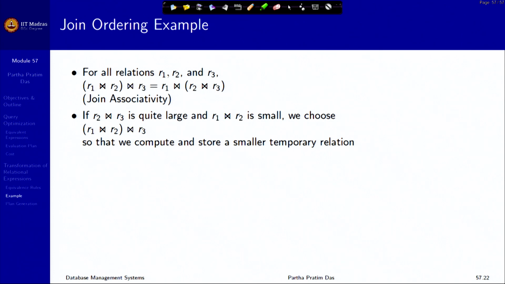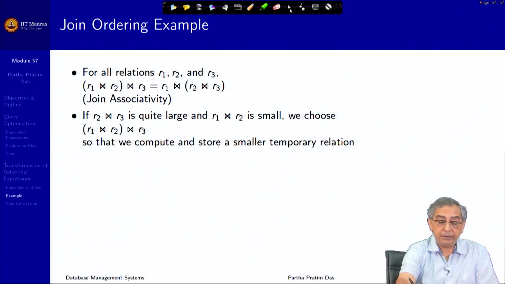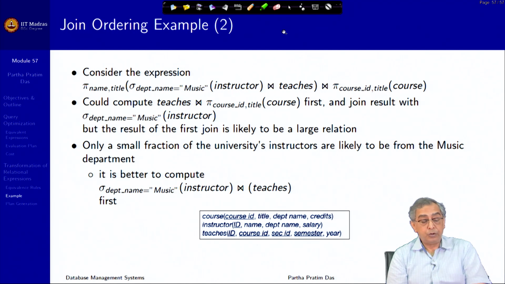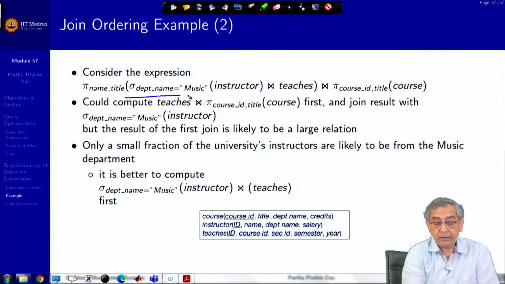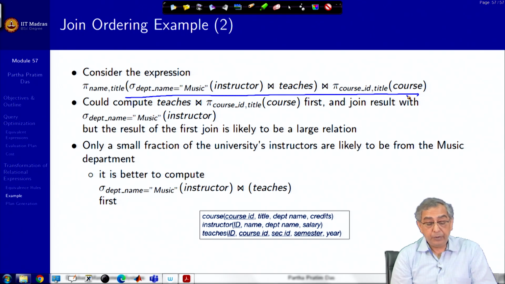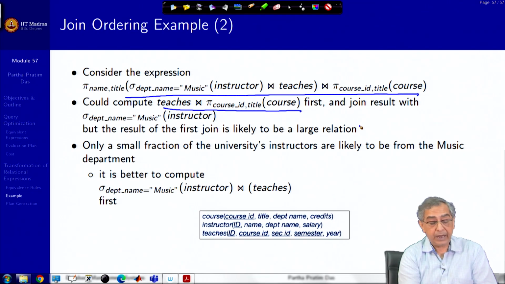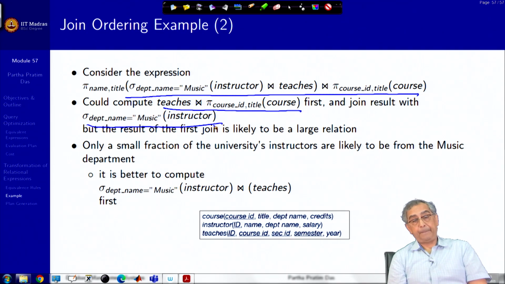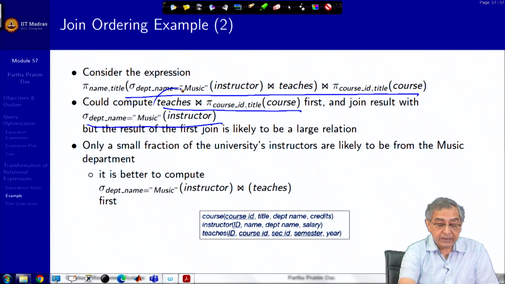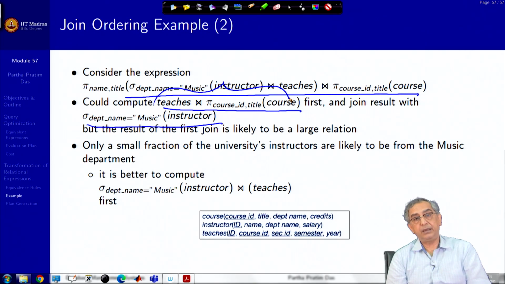In terms of join, you use the associativity based on which part is expected to be smaller, right. So, you do that part because you can store that more easily. So, when we consider this expression, we could compute teaches with the course ID first and then join the result here. But this teaches natural join projection of course is expected to generate a larger result. How do I know? Statistical information.